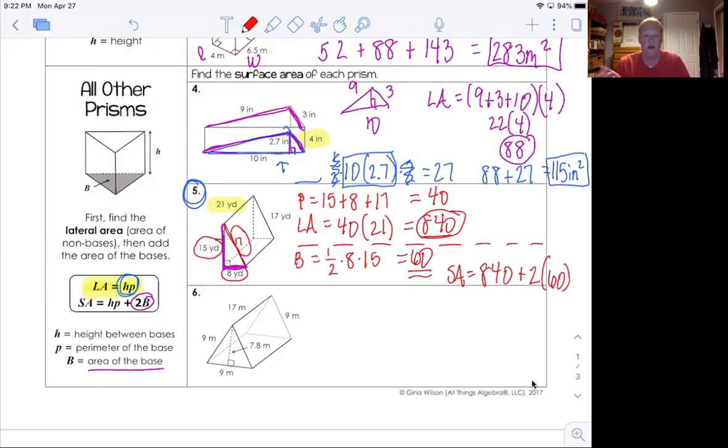We know how to find the area of a rectangle, which was the lateral area, and we know how to find the area of the triangle, and now we're just plugging them into the formula. So 840 plus 2 times 60, which is 120, gives me a grand total of 960 yards squared.